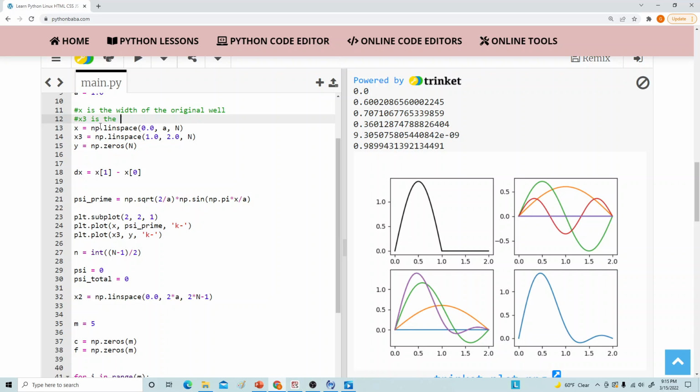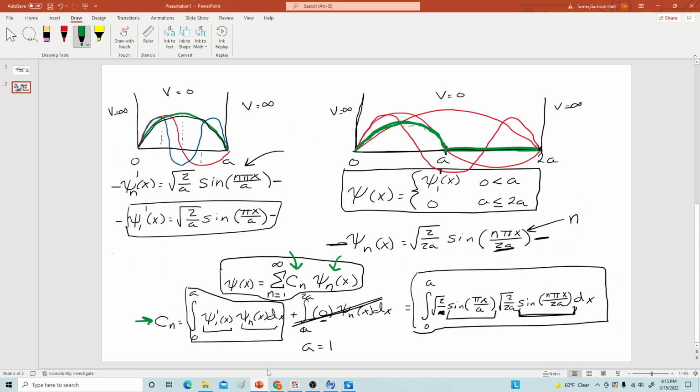So x3 is the space, or let's call it the x values from 1 to 2 for which the function is 0. Okay, so that correlates with this portion of the graph. All right, so this was x1, this is x3, and then x2 is over the whole thing, but using the complete set, or the complete function.